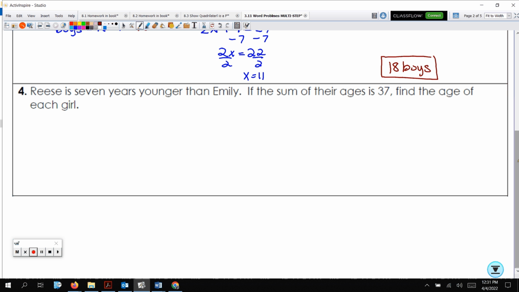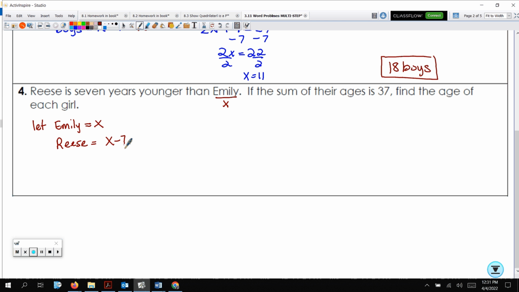Reese is 7 years younger than Emily. Emily's the last thing. Emily is x. So let Emily equal x, her age. And then it says Reese is 7 years younger than Emily. So Reese is x minus 7. The sum of their ages is 37. Find the age of each girl.